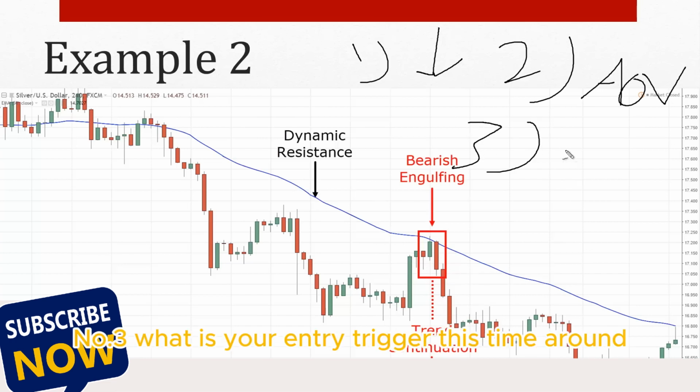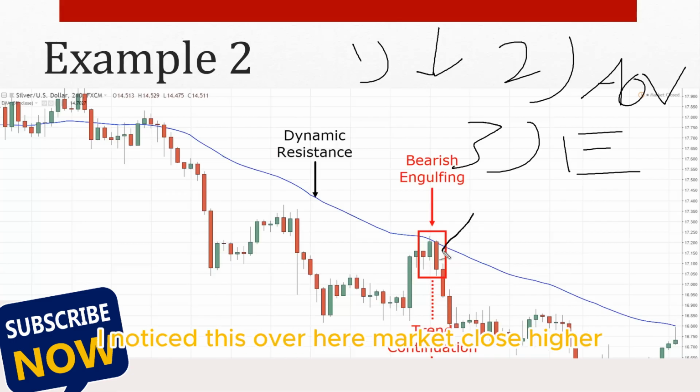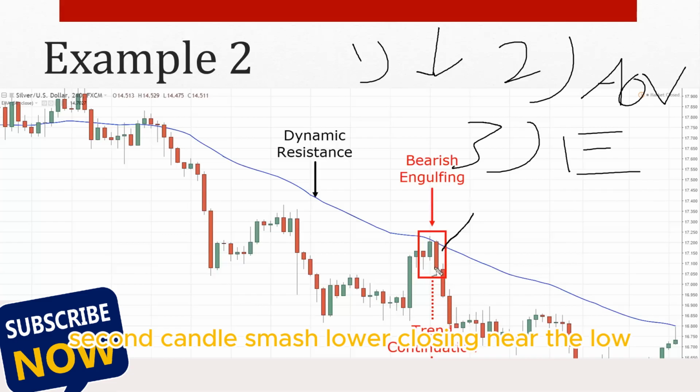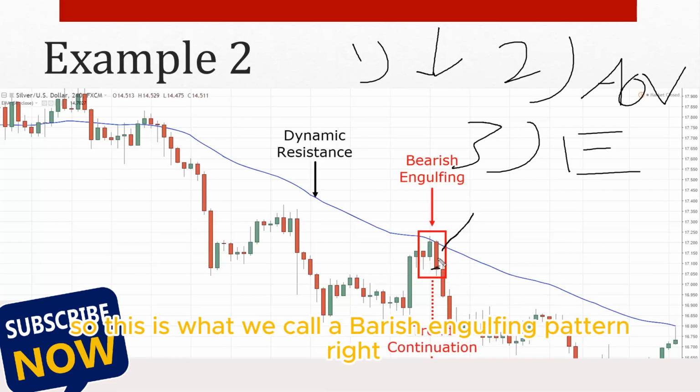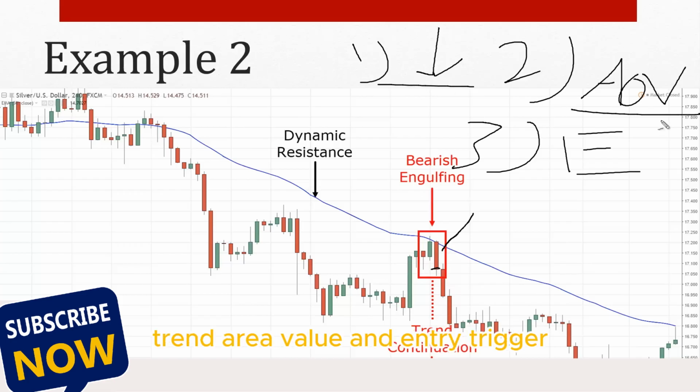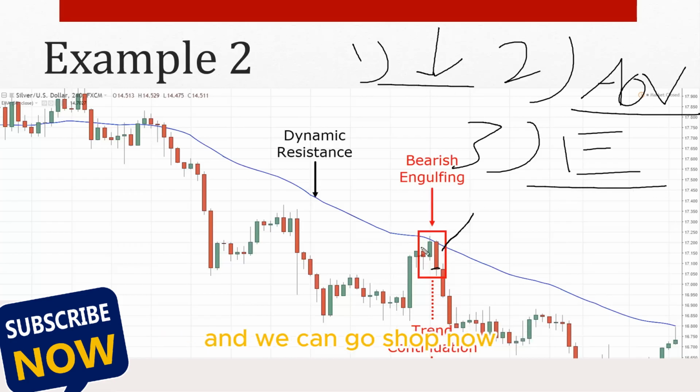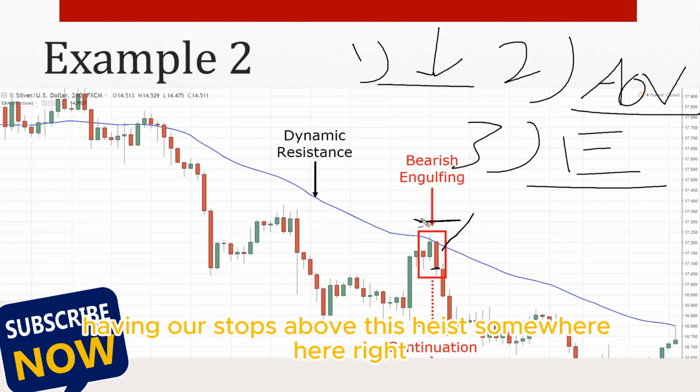Number 3, what is your entry trigger? This time around, we have this bearish engulfing pattern, right? Notice this over here. Market close higher. Second candle, smash lower, closing near the low. So this is what we call a bearish engulfing pattern, right? So we have 3 things. Number 1, trend, area of value, and entry trigger. And we can go short now, having our stops above this high somewhere here, right?